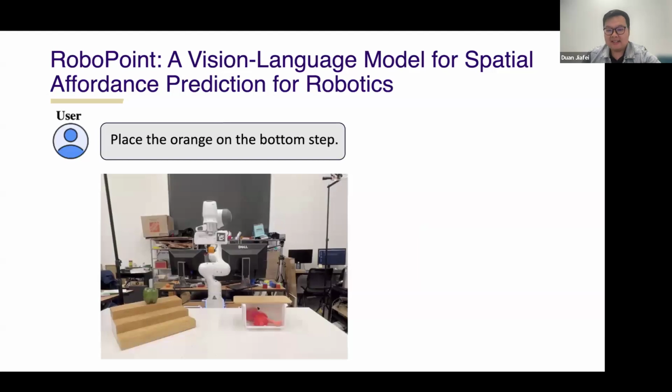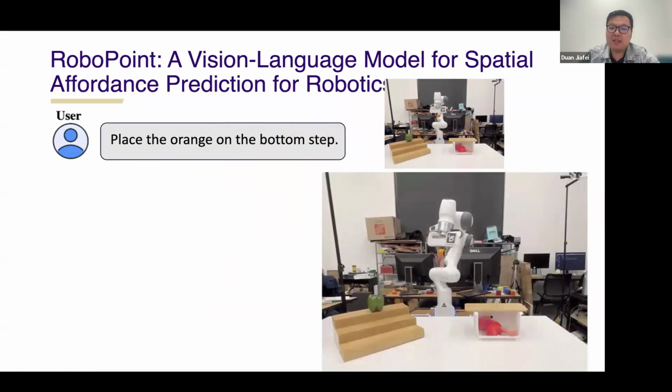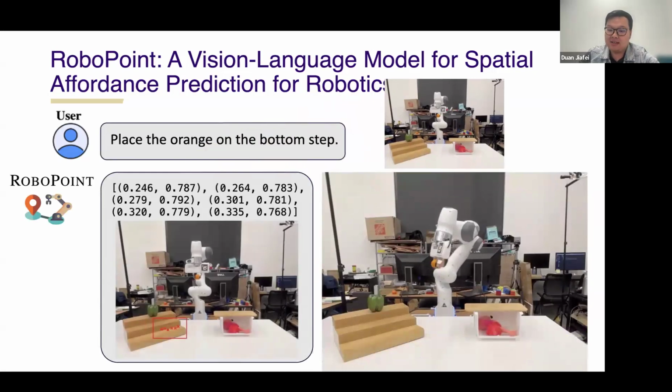So here's a demo of what RoboPoint looks like. If you ask RoboPoint to place the orange onto the bottom step, it will generate a sequence of coordinates in the image space. Then we have a low-level policy that is able to move the object to be placed onto that location. And these are all done zero shot. There was never such an image in the fine-tuning or training process. This is a zero-shot rollout.